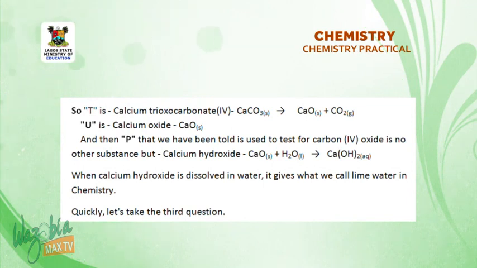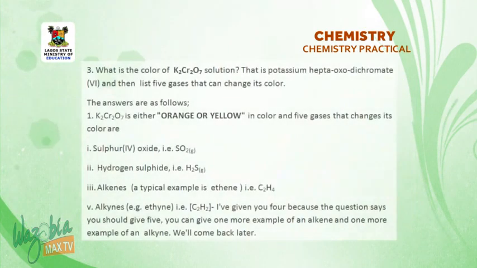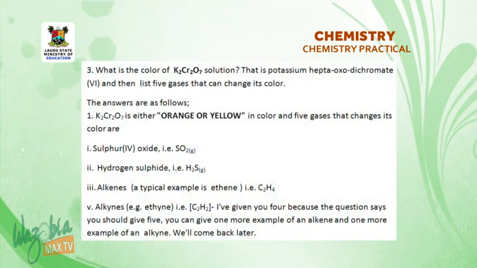Quickly, let's take the third question. What is the color of K2Cr2O7? That is potassium heptaoxodichromate 6. And then list 5 gases that can change its color. The answers are as follows.